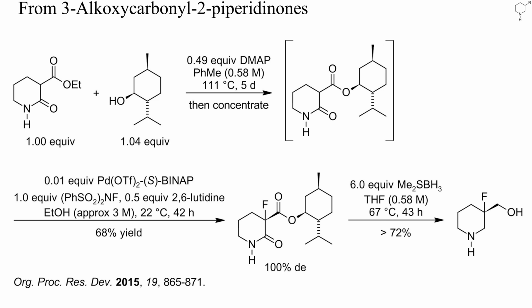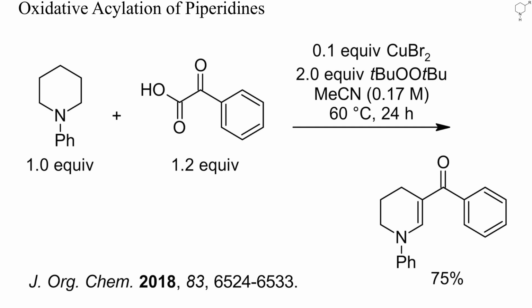Still more acidic than simple 2-piperidinones are 3-alkoxycarbonyl piperidinones. Here a menthyl ester of such a piperidinone could be fluorinated with high diastereoselectivity and then reduced to a 3-hydroxymethylpiperidine with borane. Suitably protected piperidines can also be oxidized and acylated at position 3 directly.